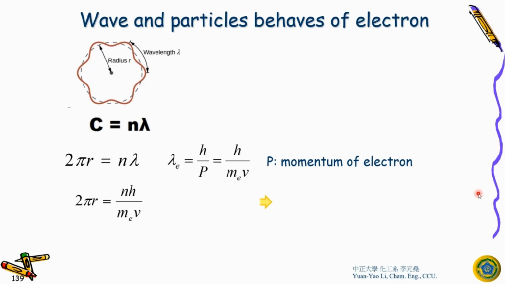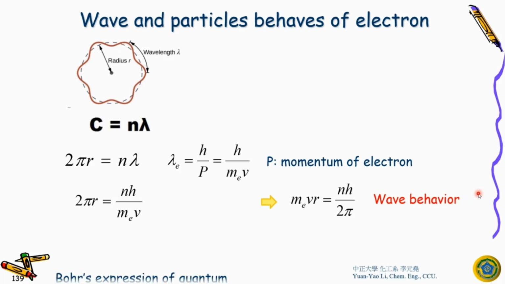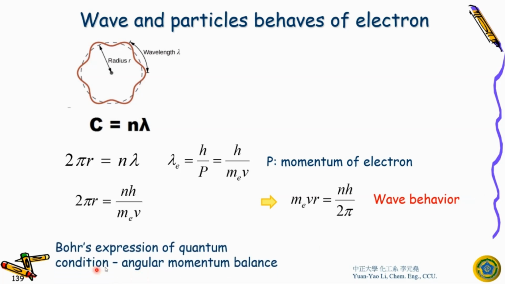Okay, and if you rearrange this, it becomes like this. Is this equation familiar to you? Yes, that's what we learned last week. This is what? The postulate of the Bohr atomic model. Remember? The Bohr atomic model has a postulate, which is the quantization of angular momentum. Bohr also gave us this equation. So this is particle behavior, we have this equation. This is wave behavior, we have the same equation.